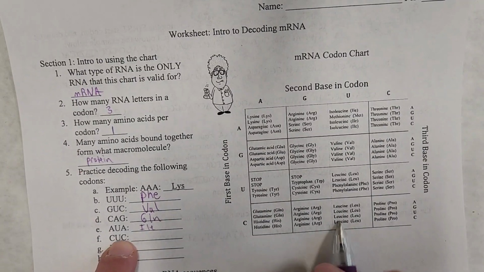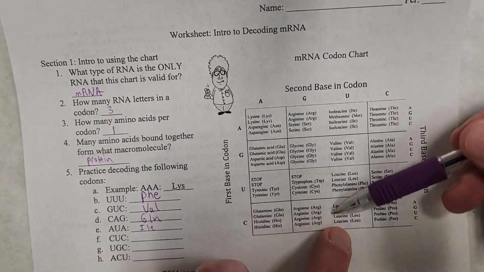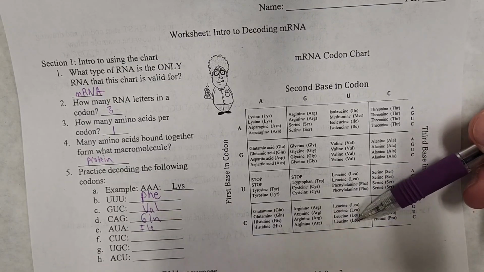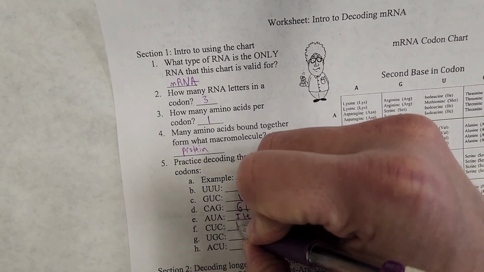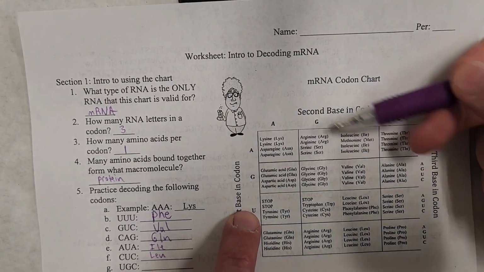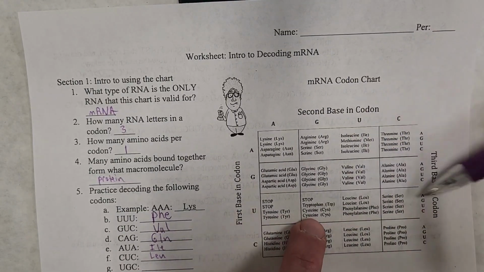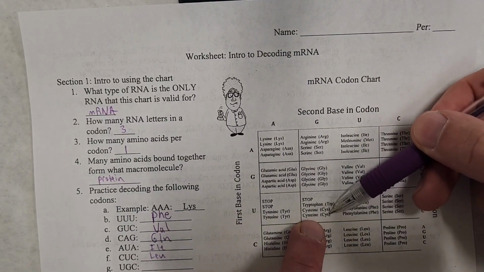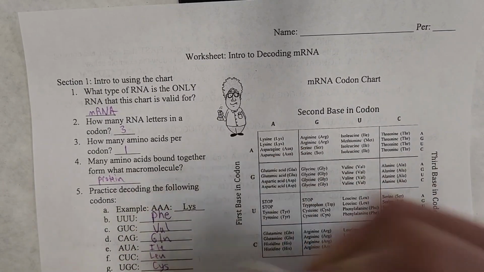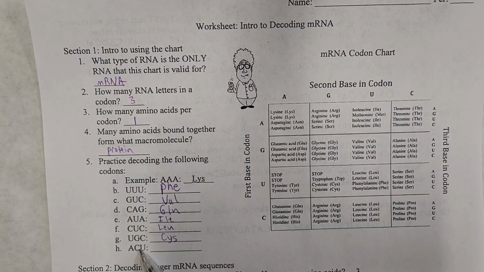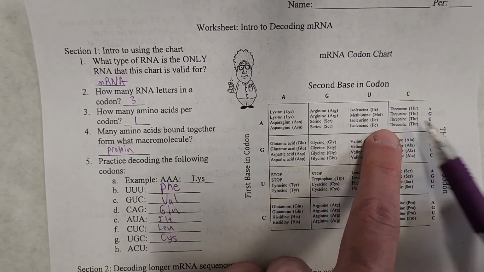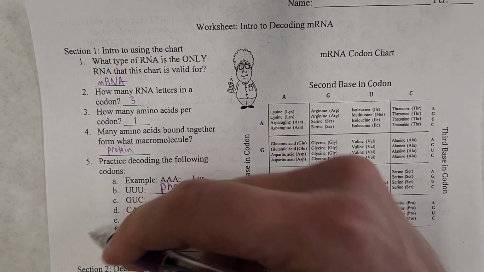CUC is the next one. C and U come together here. C and U, and then the third letter is C, so CUC is this last one here. Leucine, LEU. UGC. U and G are the first 2 letters, so they come together here. And then C is this last one, so it's this particular one, cysteine. ACU, so A and C come together here, and then U is this one, that's threonine, THR.